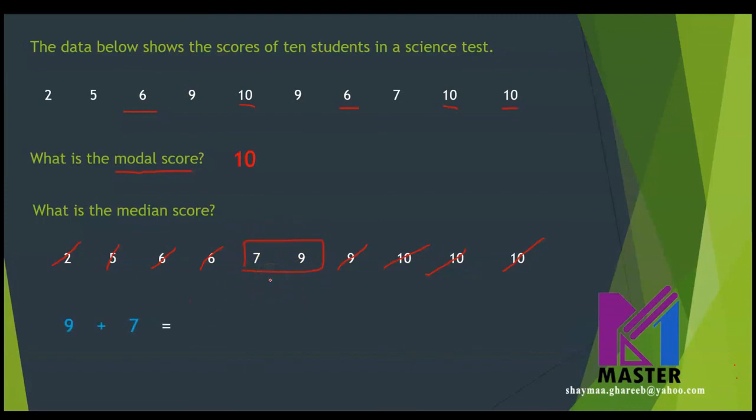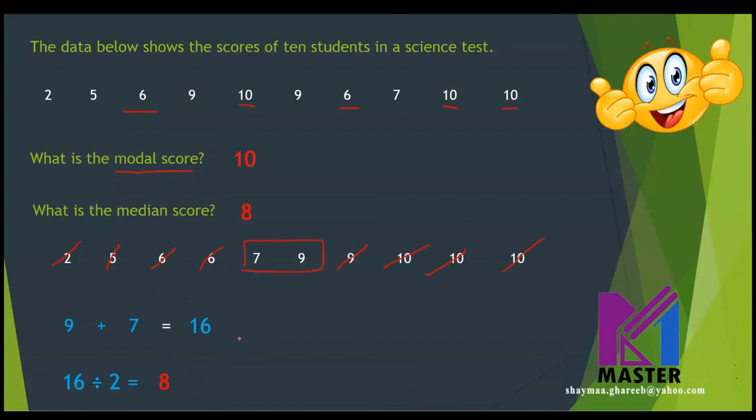What did we say about this case? If I have 2 values in the middle, I'm going to add them. 9 plus 7 equals 16. Then I will divide the 16 by 2, which is number 8. So the median score will be number 8.